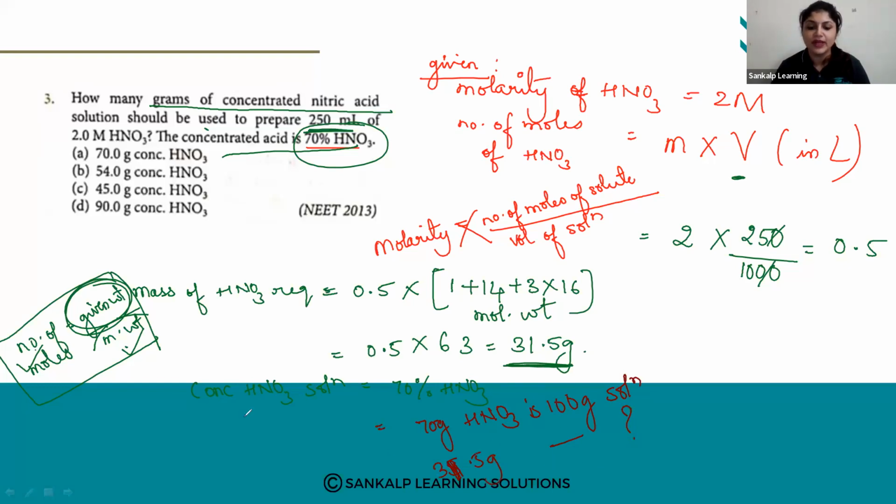So just cross multiply. You get concentrated solution equals 100 divided by 70 into 31.5 grams. That is equal to how much? It comes to 45 grams. So it is option C. Understood? Just go through it stepwise. If you did not understand any step, you can ask me.